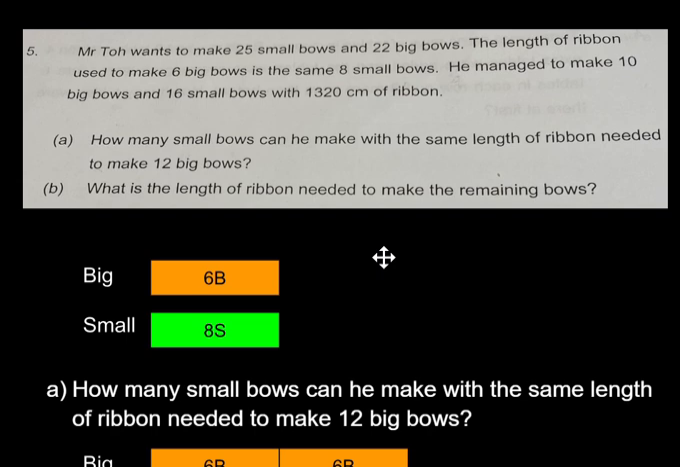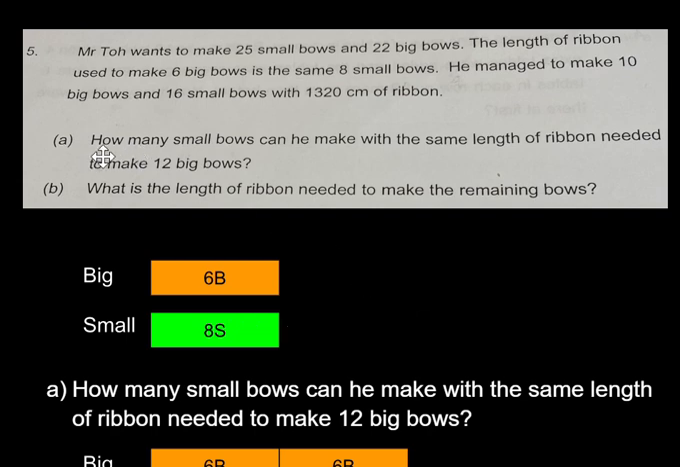Okay, so in the question there are a lot of bowls, so we simplify them by using B for big and S for small. The first thing is to understand what information we can extract from the question. The length of the ribbon used to make 6 big bowls is the same as 8 small bowls. So we know that if I have 6 big bowls, the length required is equal to 8 small bowls. This is an important piece of information.